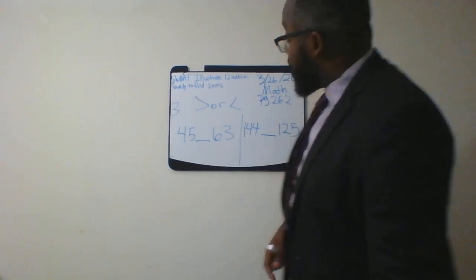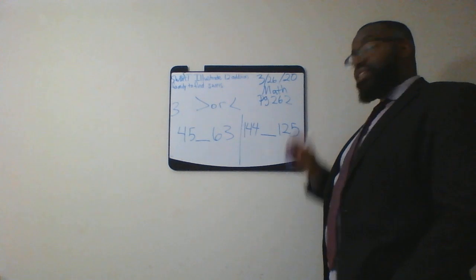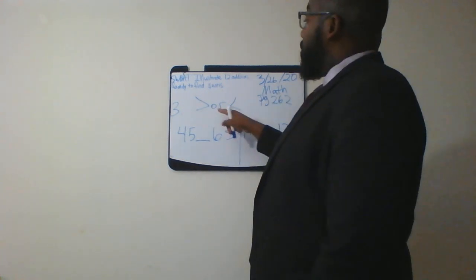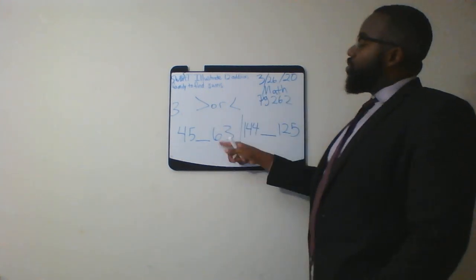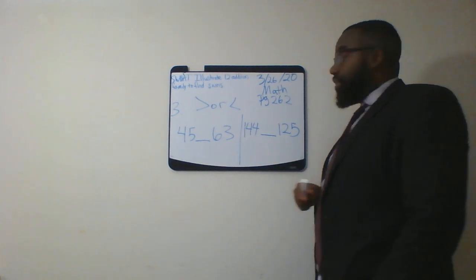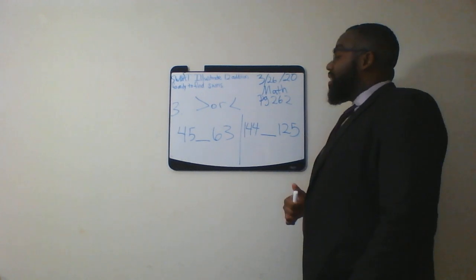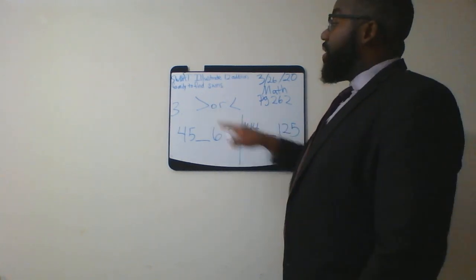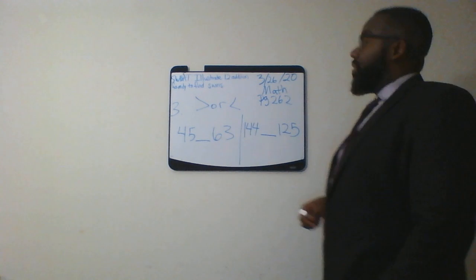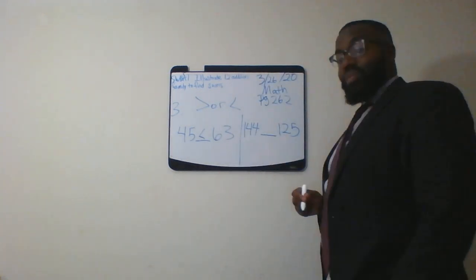Number 3 asks us to write greater or least. Just like we did with yesterday's assignment, we're writing greater or least. So let's look at these two numbers first. 45 and 63 for number 3. Now, is 45 greater than 63 or less than? Good job. 45 is less than 63.